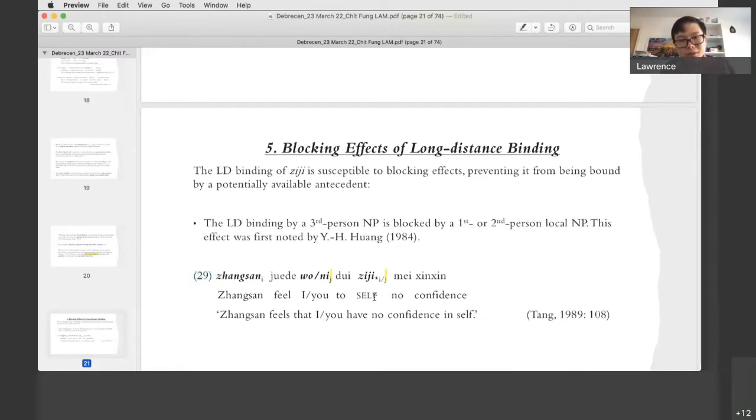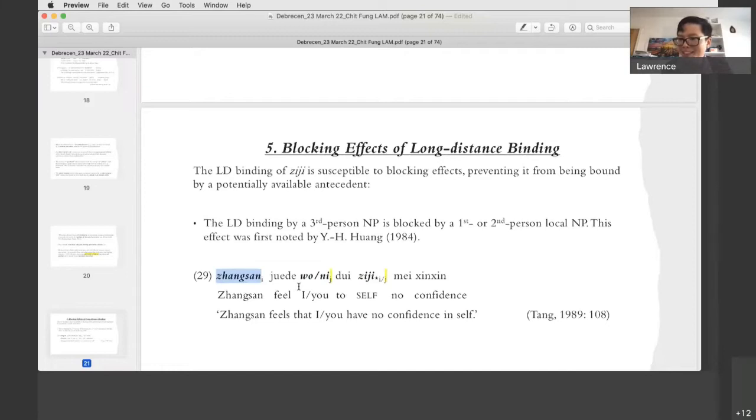What we would expect is that this self should be able to be bound by these two subjects, the matrix subject or the embedded subject. This is true when I or you is replaced by a third person entity. But when it is a first or second person entity, I or you, all of a sudden the binding relationship with Zhang San is lost.